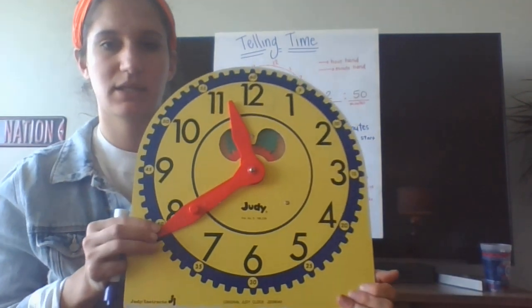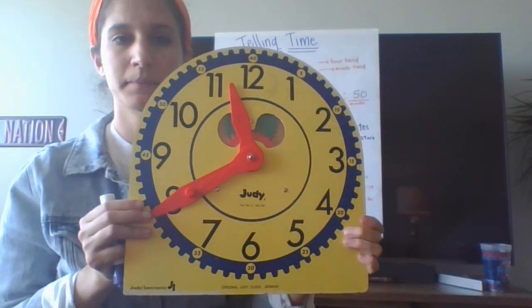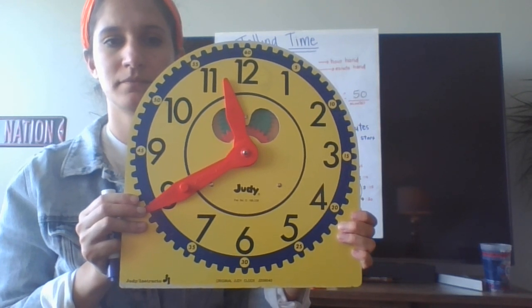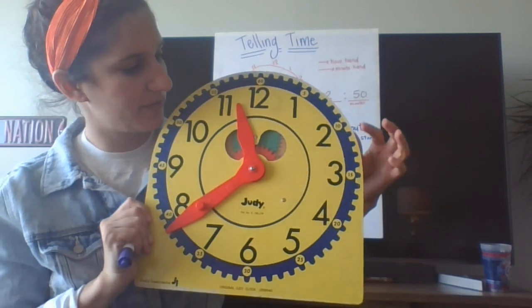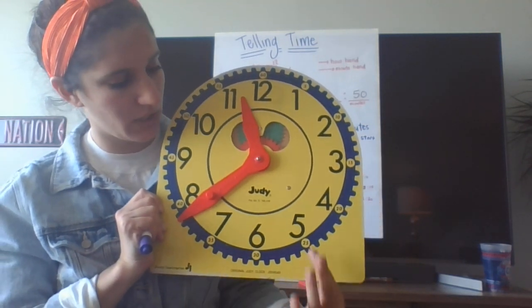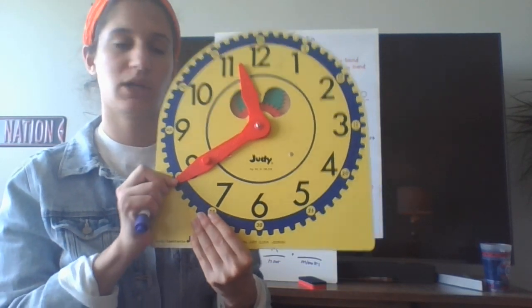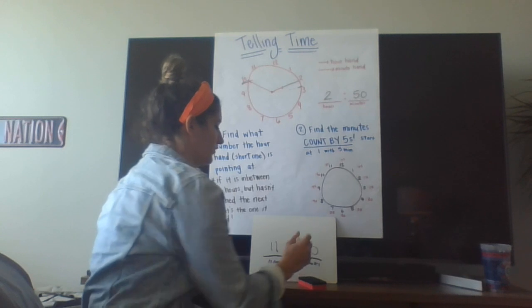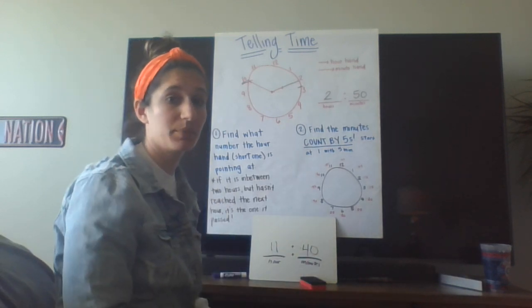I'm going to hold this up nice and close. I want you to count, starting at 1, how many minutes have gone by. Take your time. Okay, let's see. 5, 10, 15, 20, 25, 30, 35, 40 minutes have gone by. Our time is 11:40.